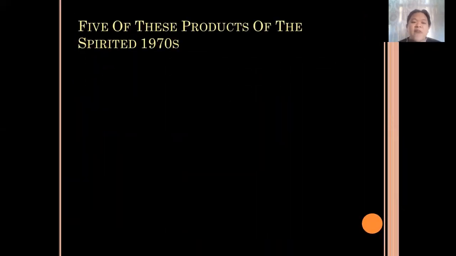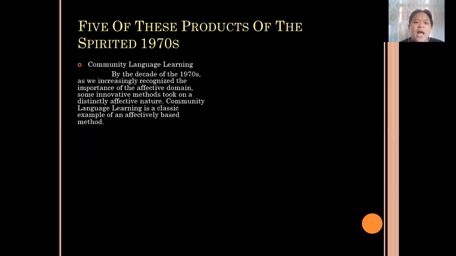Okay, next are five of the products of the spirited era. The first is community language learning. By the design of the 1970s, as we increasingly recognized the importance of the affective domain, some innovative methods took on a distinctly affective nature. Community language learning is a classic example of an affectively based method.